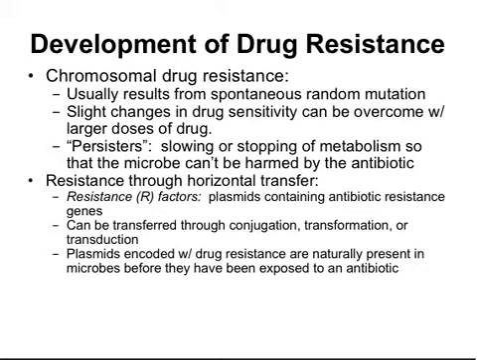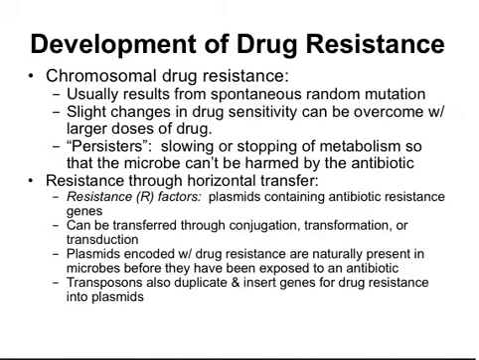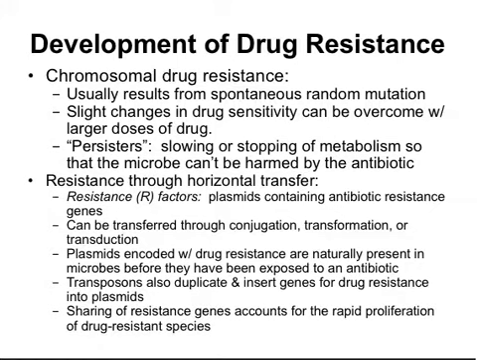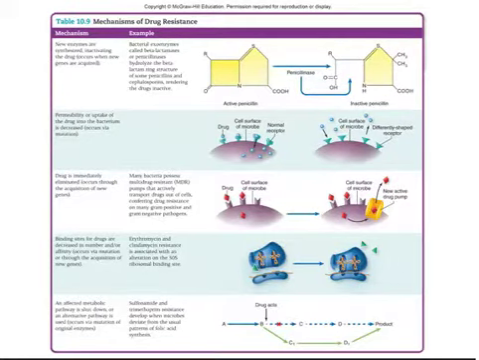Plasmids that have these characteristics are often present in microbes before they've been exposed to the antibiotic, and that's how natural selection works rapidly in a bacterial population. Transposons can duplicate and insert genes for drug resistance into plasmids, and the sharing of resistance genes via conjugation and other methods of transformation accounts for the rapid proliferation of these drug-resistant species. And so you can see some of the different mechanisms for drug resistance here.